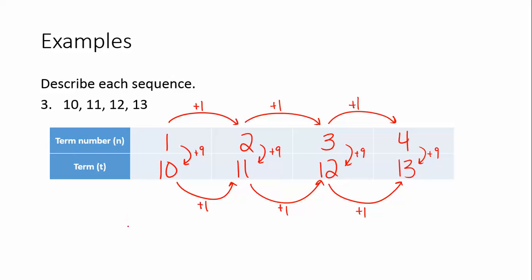And we can see that that is in fact the case. So to get the term, we're going to take the term number and add 9, using words and equations to describe the sequence.